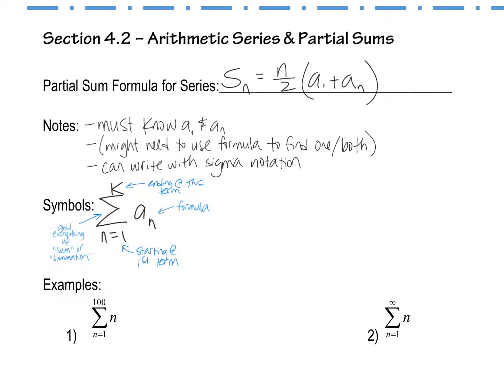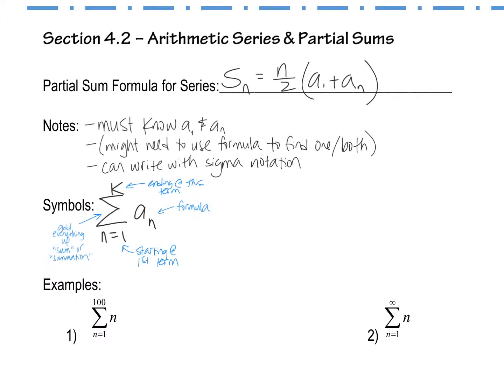In that example, if I wanted the first 50 terms, the first term is a sub 1, and the 50th term would be the last term. So a couple of notes. You need to know a sub 1 and a sub n to use this formula, and you might need to use the formula that you learned in the video yesterday to find one or both of them. We also have sigma notation. This looks like a foreign language, and you're going to use it all the time next year in calculus, and in our next chapter, which is our last chapter, limits and derivatives.